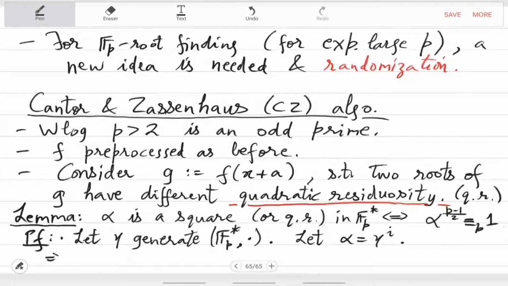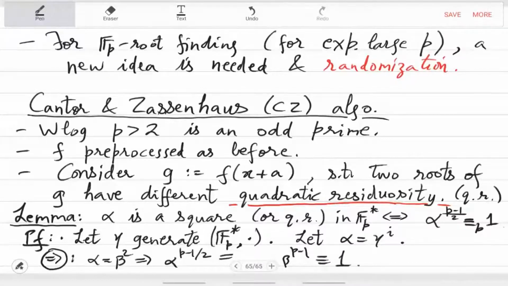For the forward implication, suppose alpha is a square, beta squared. What can you say about alpha to the (p minus 1)/2? That is beta to the p minus 1, which is 1. So the forward implication is clear; the right-hand side has to be 1. Let us now look at the converse. We'll need gamma there.